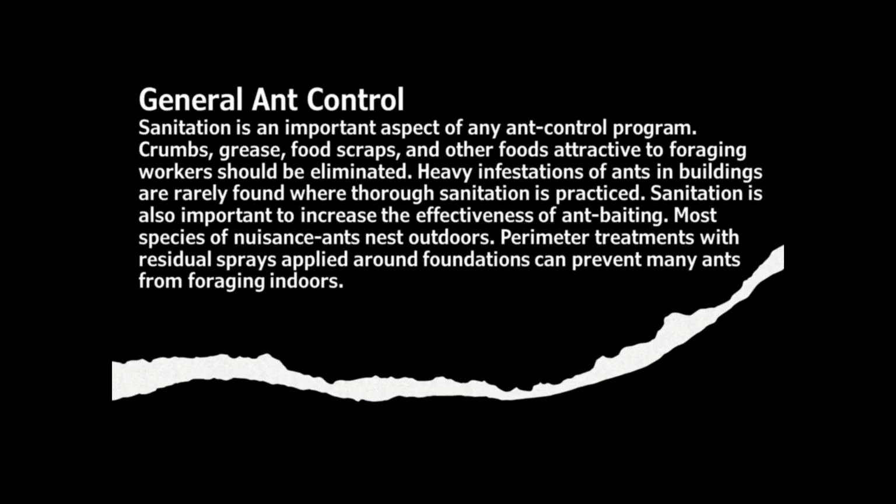General ant control. Sanitation is an important aspect of any ant control program. Crumbs, grease, food scraps, and other foods attractive to foraging workers should be eliminated. Heavy infestations of ants in buildings are rarely found where thorough sanitation is practiced. Sanitation is also important to increase the effectiveness of ant baiting.